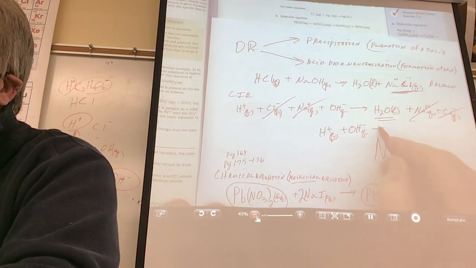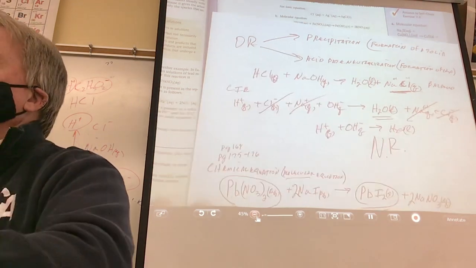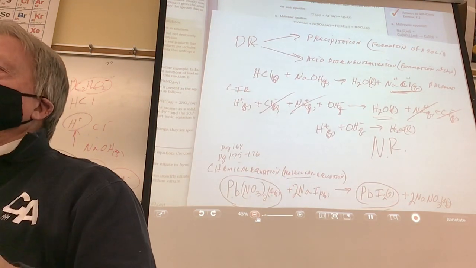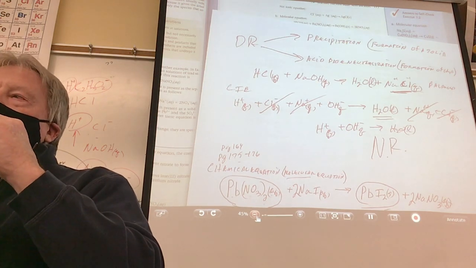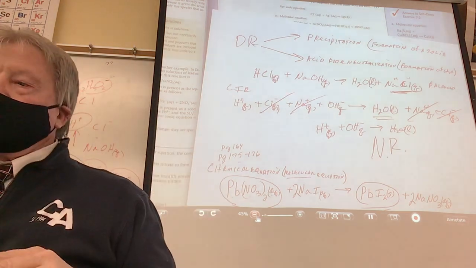Hydroxide ions, and what do they form? H2O. Yep. That's it. Now, you know what? If you have a solution that has an excess of hydrogen ions, it's an acid. What if you have a lot of hydroxide?